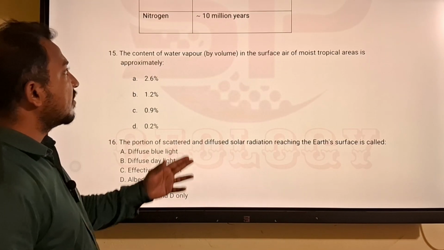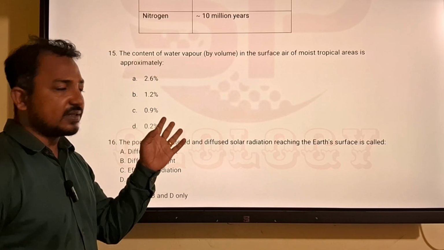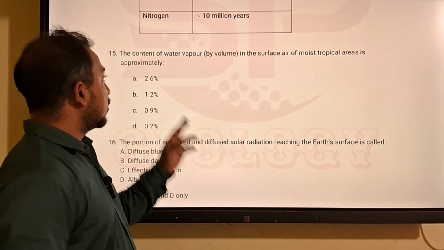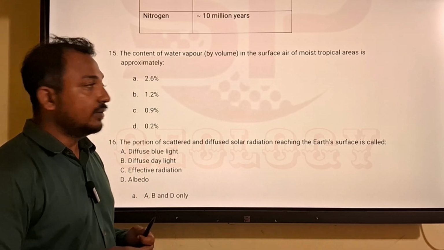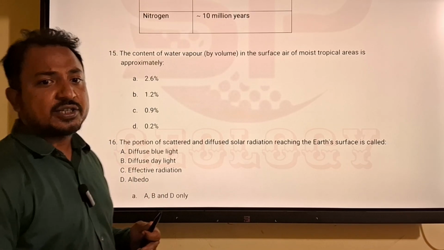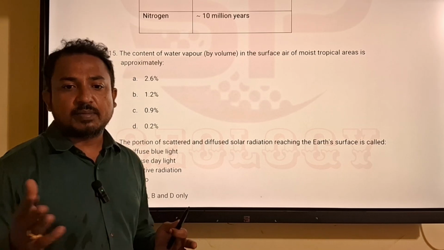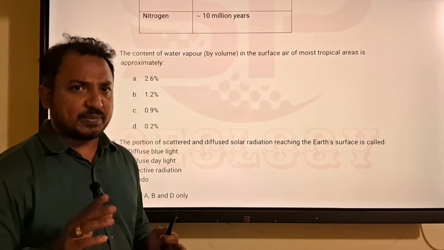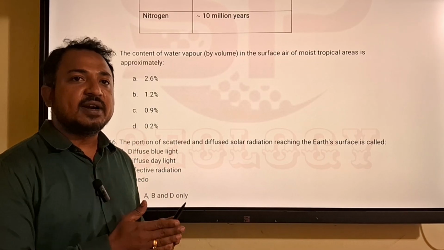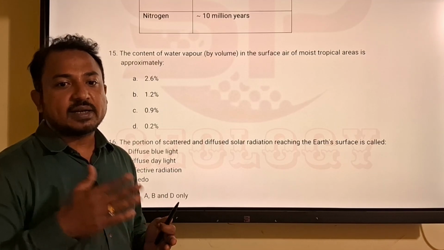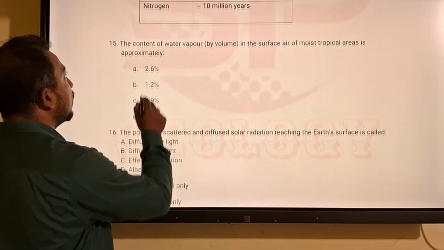Next, the content of water vapor by volume in the surface air of moist tropical areas is approximately. So you have to remember this, it is a data question. Up to 2.6 percent you'll find in the tropical region, 2 to 4% in the tropical region, and in the temperate region it is 1 to 2%, and in the cold polar region less than 0.5%. So the answer will be 2.6.